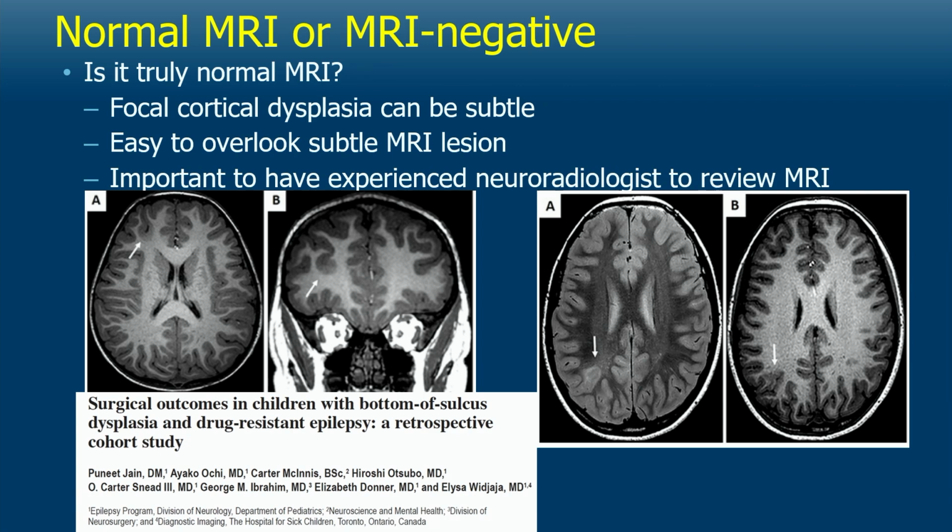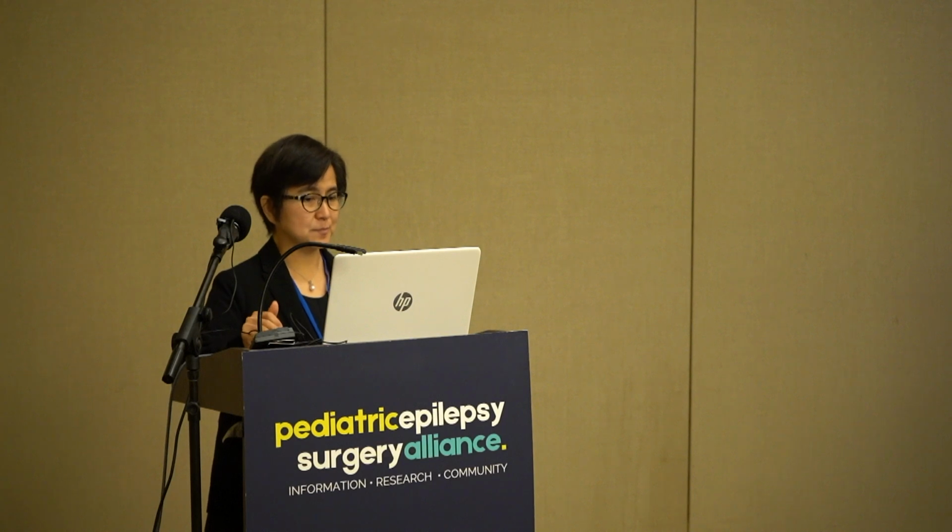We have found that many of these lesions are frequently overlooked because they're really small, and trying to scroll through 1,000 images, it's very easy to overlook this type of lesion. So it's really important to have experienced neuroradiologists to review this type of MRI in order to pick up these subtle lesions.